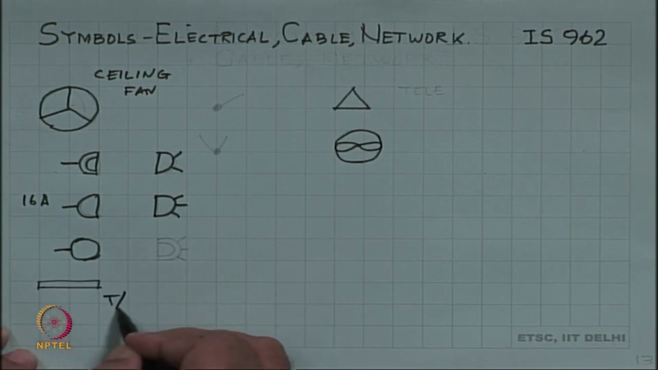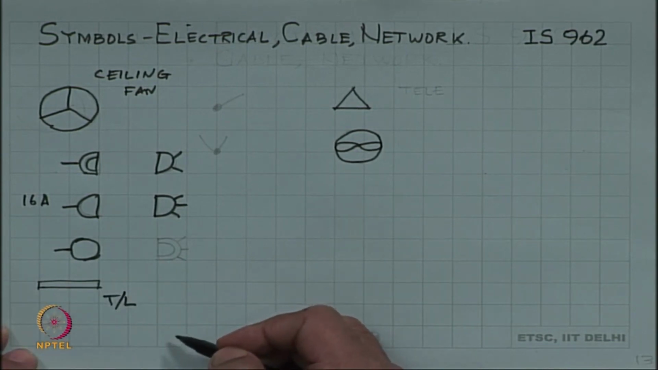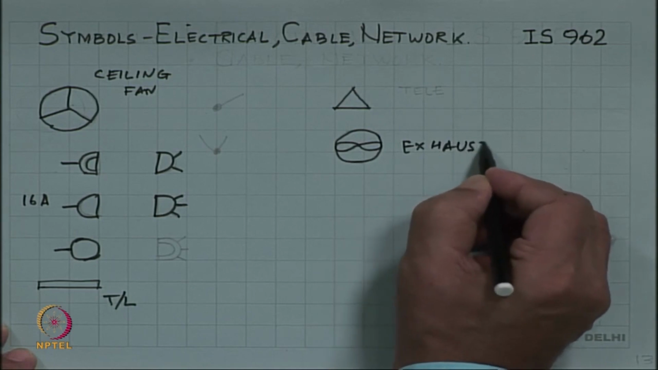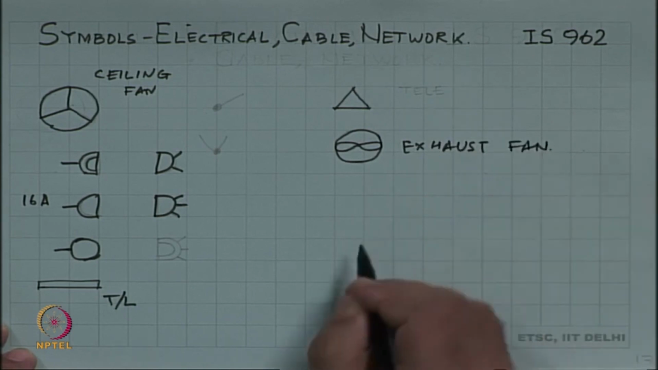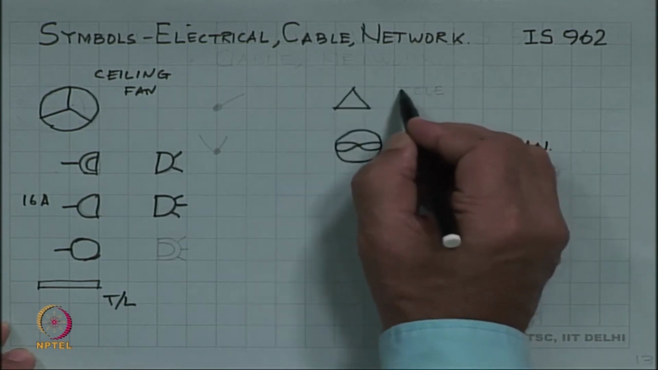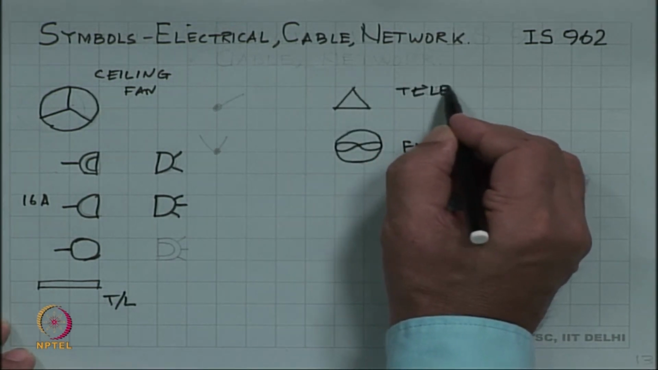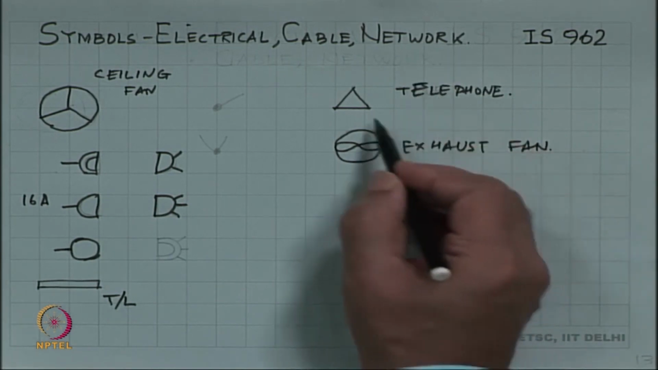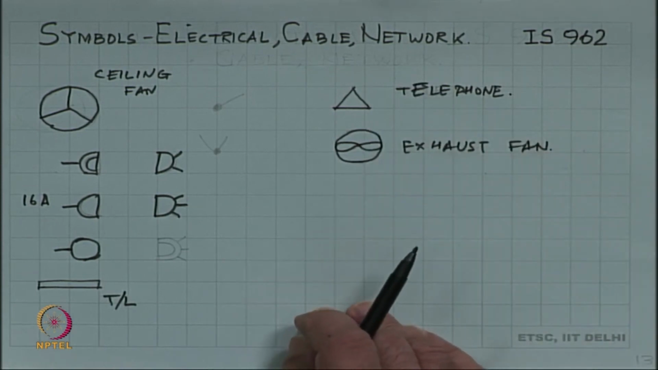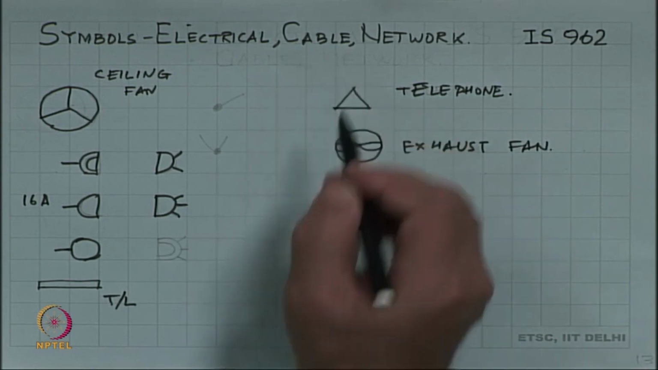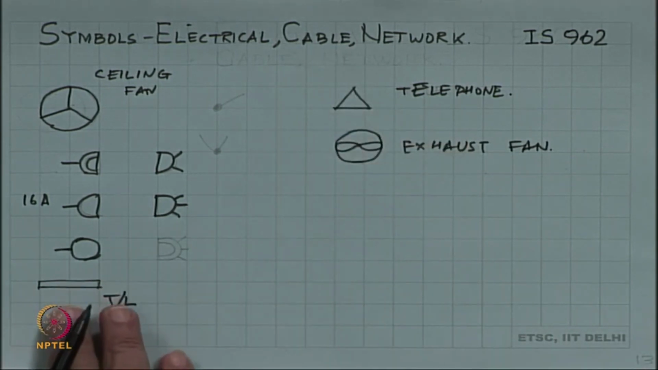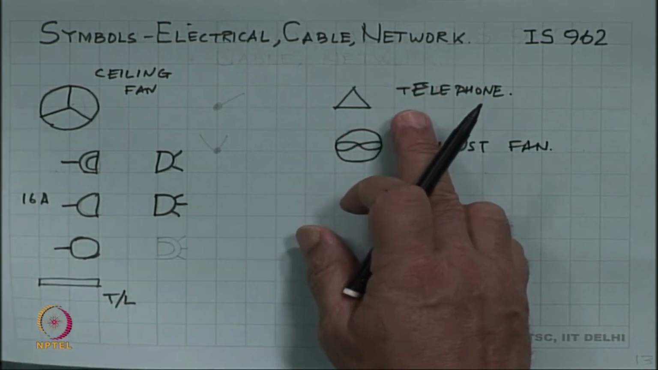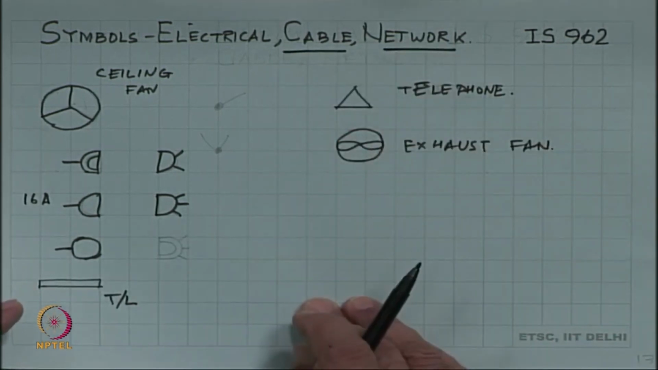This is the picture for a tube light, and this is the symbol for an exhaust fan. This triangle would depict a telephone connection. This is very limited in use these days, so many more symbols now need to come up. For example, for your cable connection, which could be your TV or data connection coming up. It could be a network point which has to be there. So, these are additional ones for which new symbols have come up.